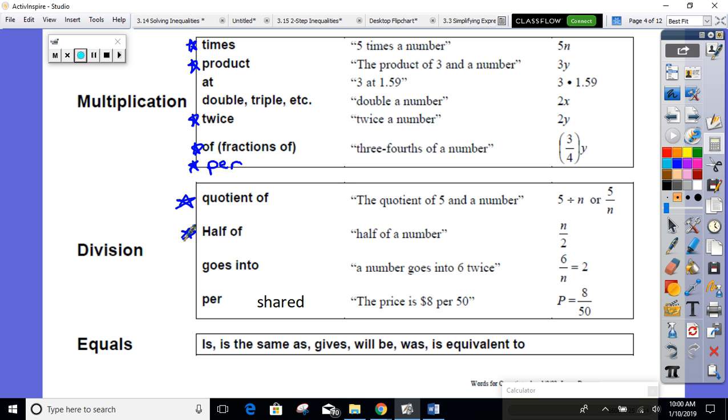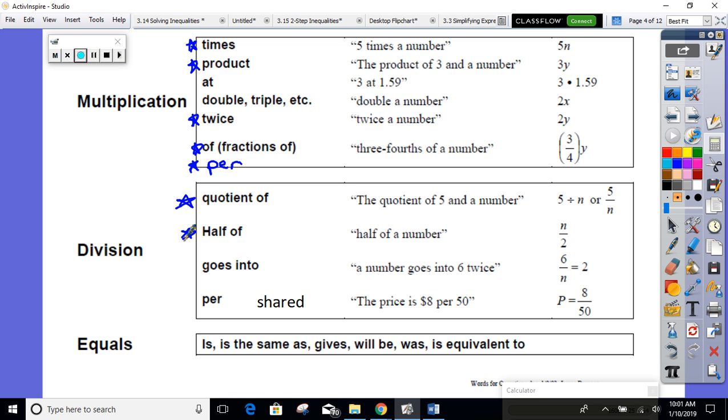"Goes into," you'll see sometimes. We use this word a lot. When we were just doing simplifying expressions and we were factoring, we say, what goes into both of these numbers? And that's like division. And the word "per" is used sometimes for division. Like if we're finding the unit cost, if it says $8 per 50, and we want to know how much it costs for 1, we're going to divide 8 divided by 50. But I don't think you see that quite as frequently as you do in multiplication.